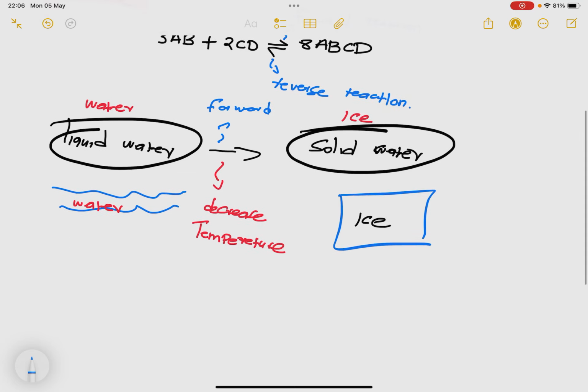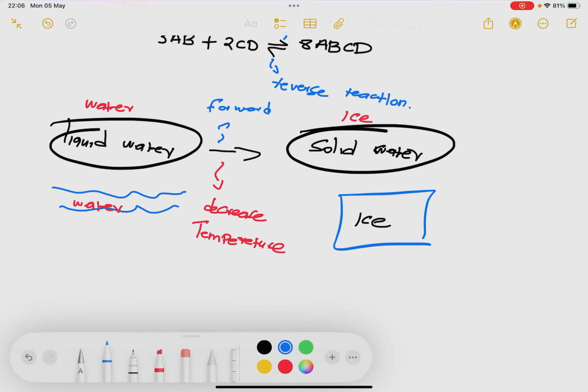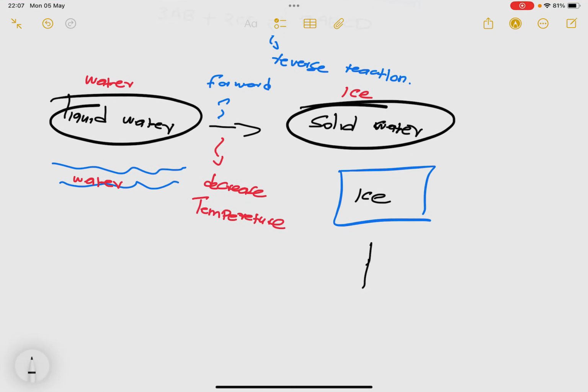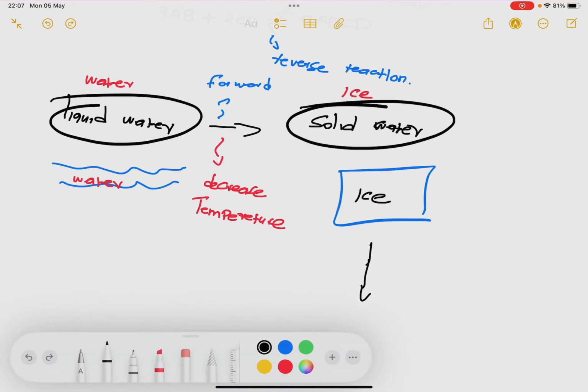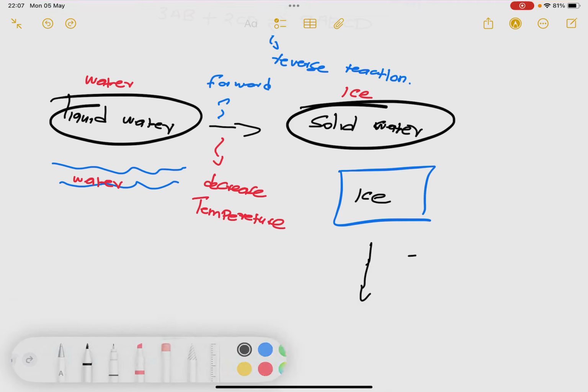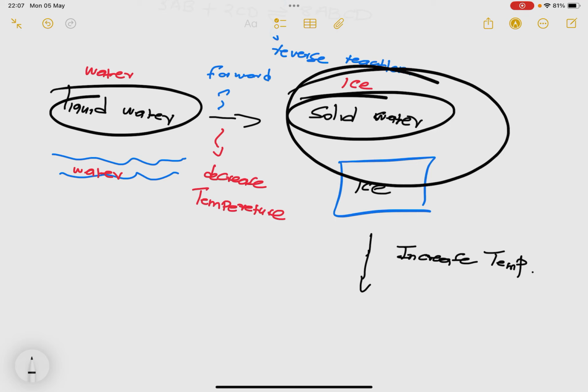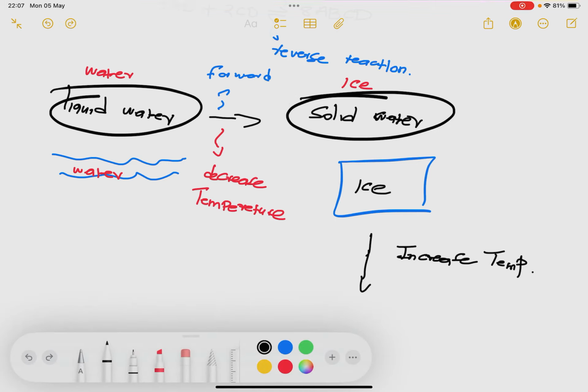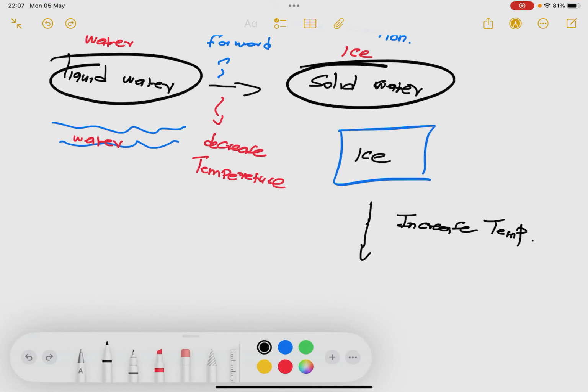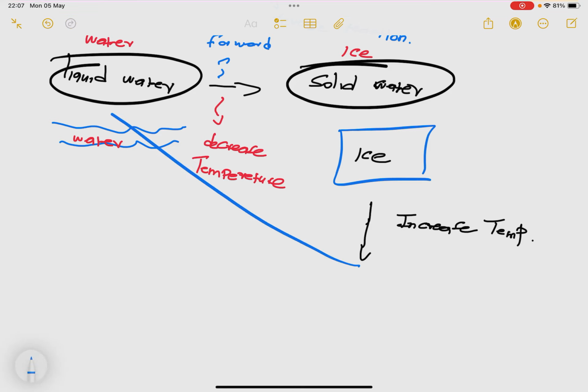So what is the reverse reaction? The reverse reaction means that, initially we decreased the temperature, so now we need to increase the temperature. Remember, we now have a solid, which is ice. If we increase the temperature, we are just going to go back to liquid water, isn't it? So it is a reversible reaction.